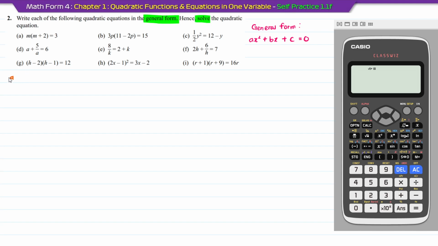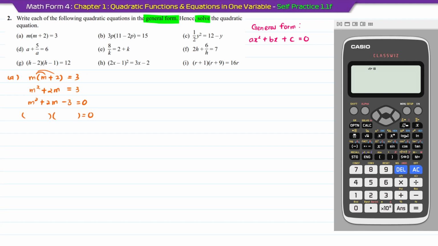So let us look at question A here: m bracket m plus 2 equal to 3. Change this into the general form first. We are going to expand this, so we have m squared plus 2m equal to 3. In general form, the right hand side is always 0, so I'm going to move this 3 to the front. I'm going to have m squared plus 2m minus 3 equal to 0. Then I'm going to do the factorization.